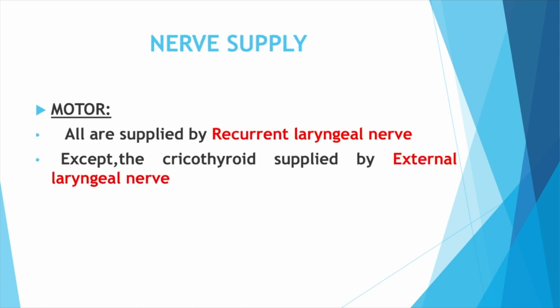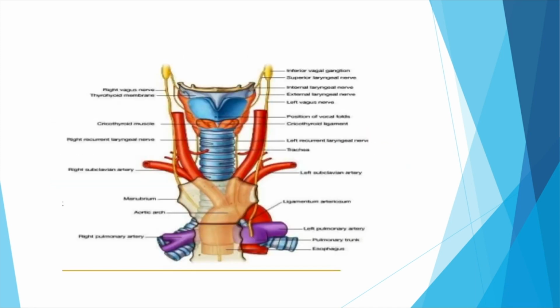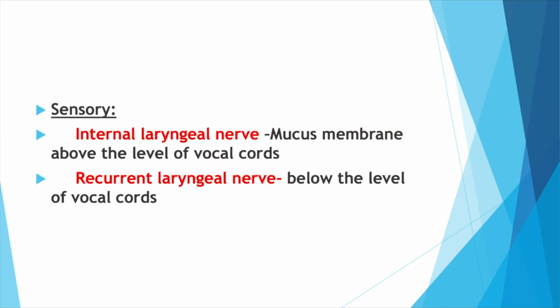Nerve supply. Motor nerve supply: all are supplied by recurrent laryngeal nerve except the cricothyroid, that is supplied by external laryngeal nerve. Sensory: internal laryngeal nerve supplies the mucous membrane above the level of the vocal cords. Recurrent laryngeal nerve supplies below the level of vocal cords.